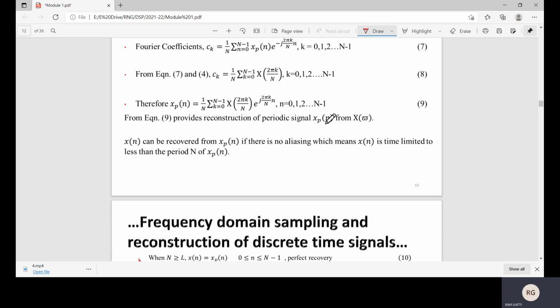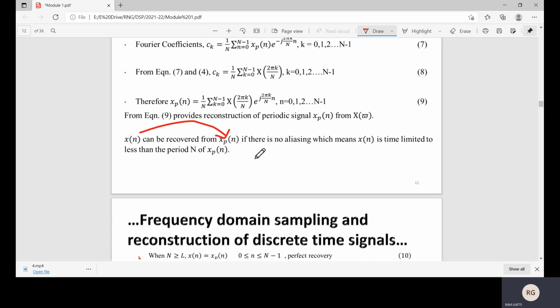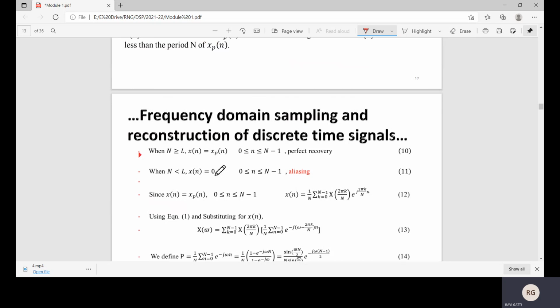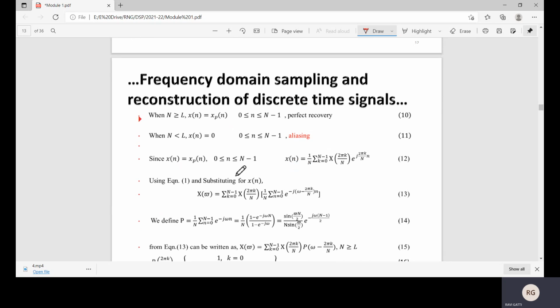And this is possible only when we find the relationship between xp of n and x of n. If xp of n is perfectly reconstructed with x of n, then we can make use of this as a reconstructed signal, or else it is not possible for us to have a perfect reconstruction of the original signal x of n. So we have seen in the last class three important phenomena where we can reconstruct this xp of n as x of n. When the fundamental period we have selected for xp of n is larger than the number of samples in the original signal x of n, then we can have a perfect recovery, so that we can replace this xp of n with x of n.